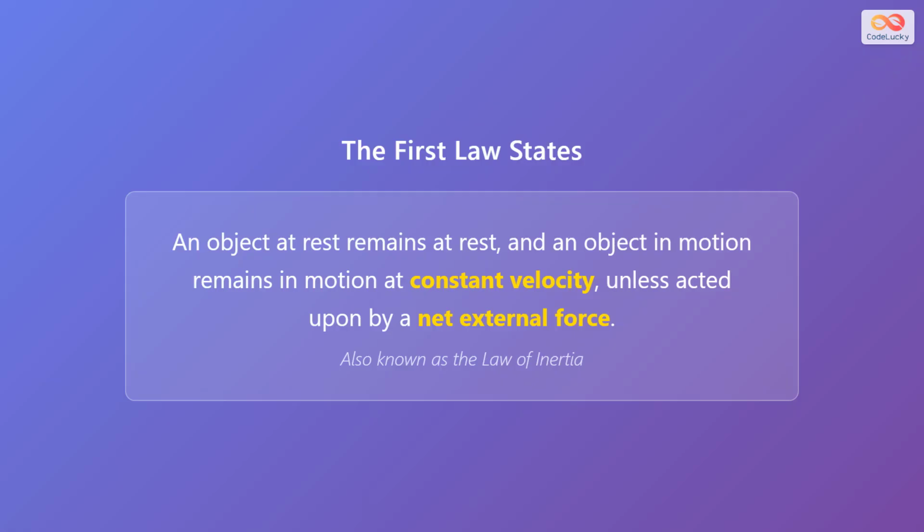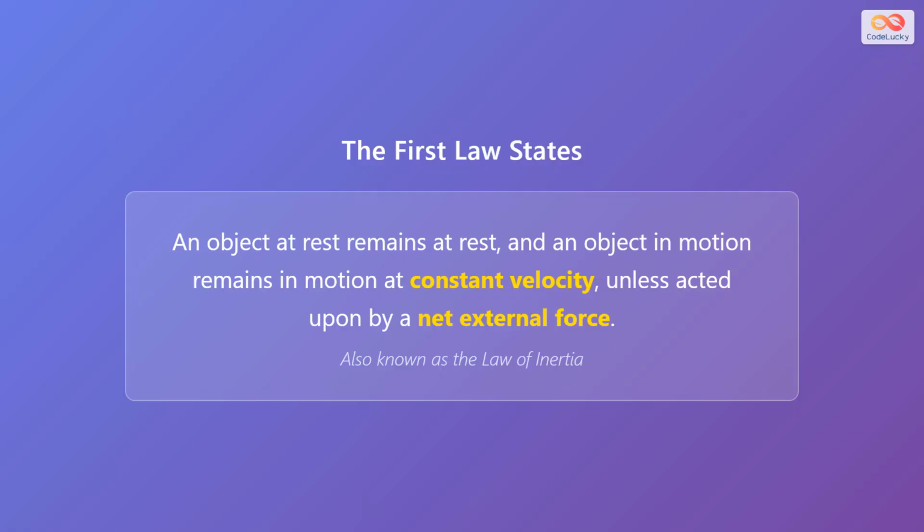Newton's first law states that an object at rest remains at rest, and an object in motion remains in motion at constant velocity, unless acted upon by a net external force. The key words here are constant velocity and net external force. Constant velocity means the object moves at the same speed and in the same direction. A net external force is any force from outside the object that causes it to change its motion.